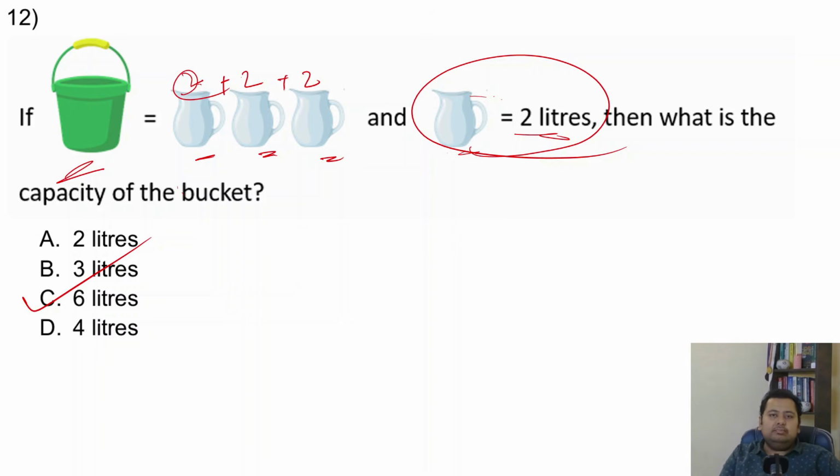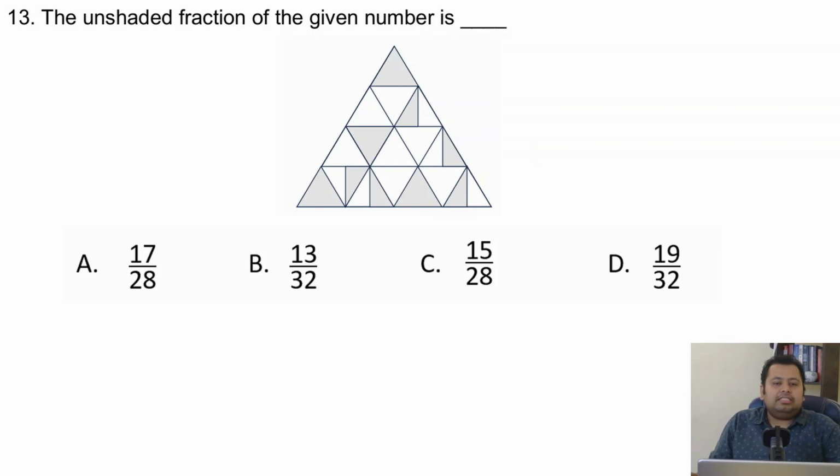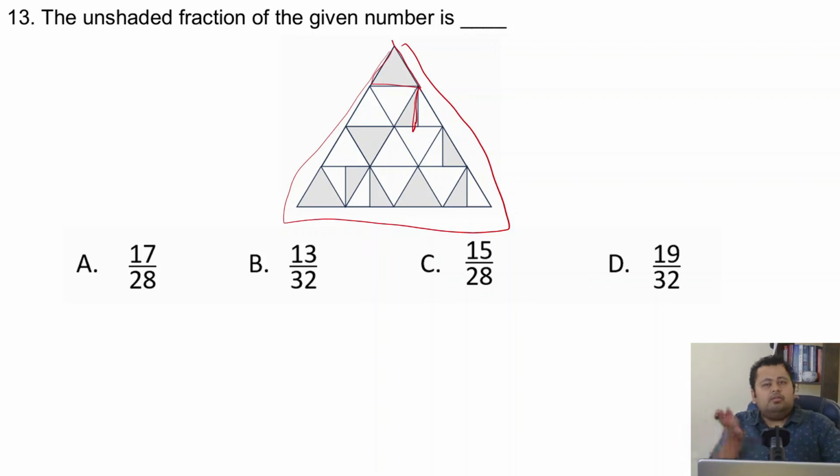And then we move to the next question, that is question number 13. The unshaded fraction of the given figure is dash. Correct. So what you can see over here, there is a bigger triangle, right? You can see this as a bigger triangle. And then you have smaller triangles within this, and even in some cases this triangle is also cut into half to show some shaded and unshaded fraction, right?